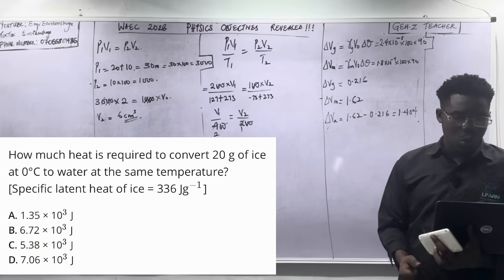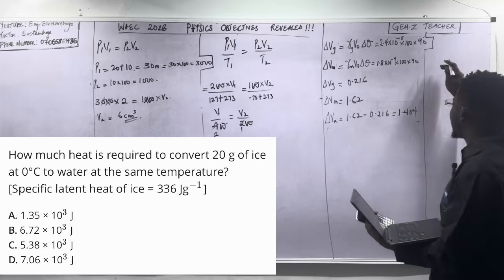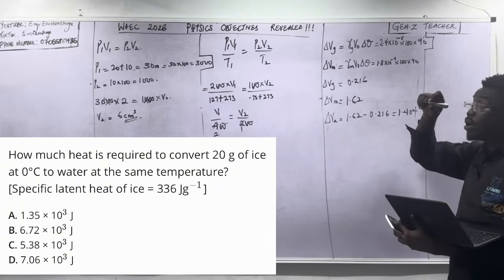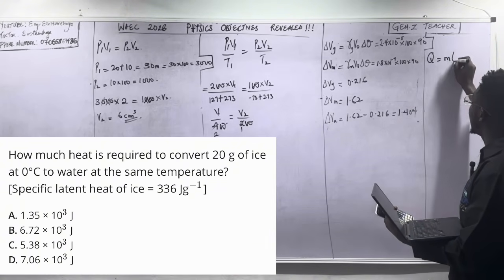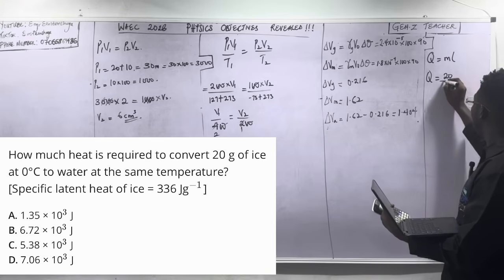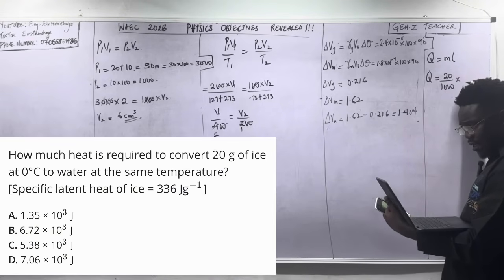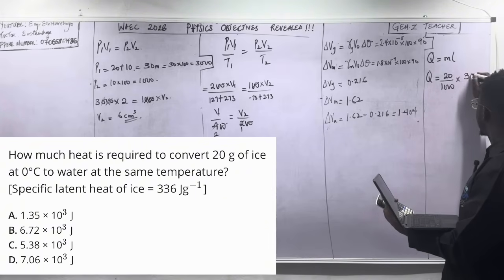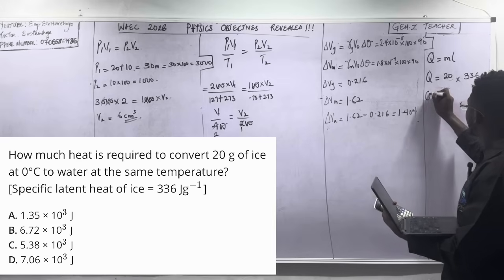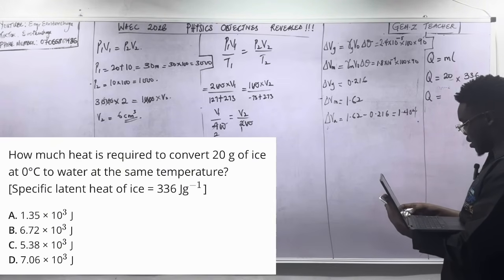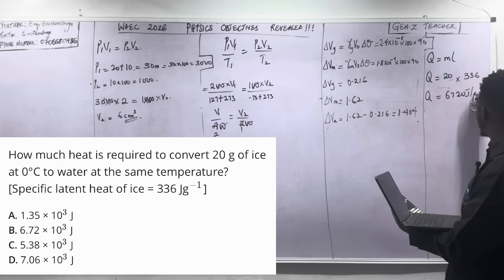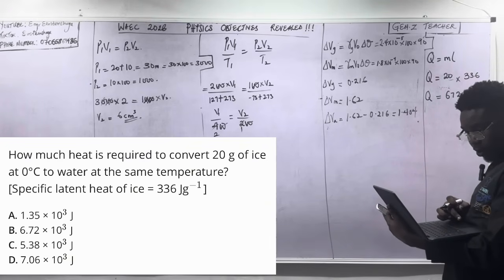Okay, number 19 says, how much heat is required to convert 20 grams of ice at 0 degrees Celsius to water at the same temperature? Now, since we are not changing temperature, it means we are changing state. So we are applying the latent heat formula. So we call Q equals ml. The mass was given as 20 grams. The latent heat was given as 336, also in grams, so let's just work with our grams. So we have Q to be 20 times 336. What should that be? 6720 joules per gram. Option B.